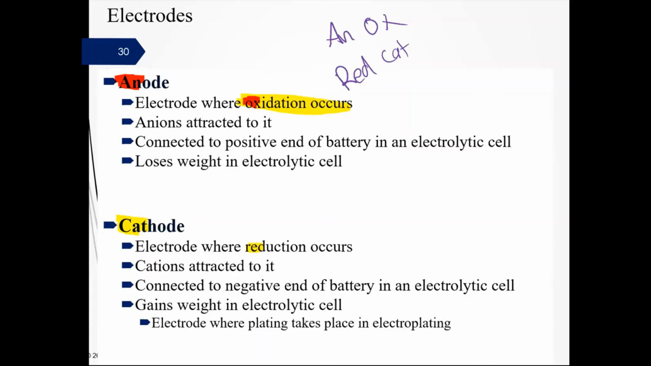So over time, your anode is generally going to lose weight in the electrochemical cell, right? Because it is going to go through oxidation, it's going to lose its electrons. Your cathode is going to gain weight, it's going to gain those electrons, and so we're going to plate out material.